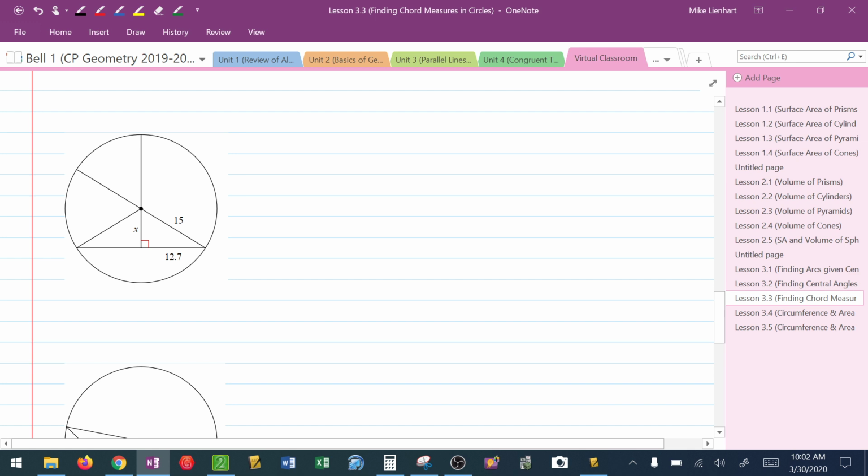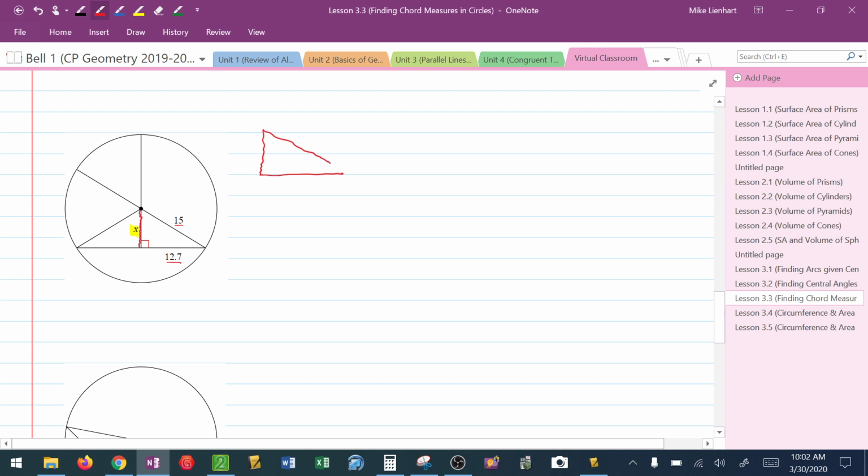All right? They want me to find x. Now I notice that x is just this segment right here. That segment is not a radius. That segment is not a chord. But I do know some information: this is part of the chord and this is the radius. 15 is the radius. And what that creates for me is this right triangle.